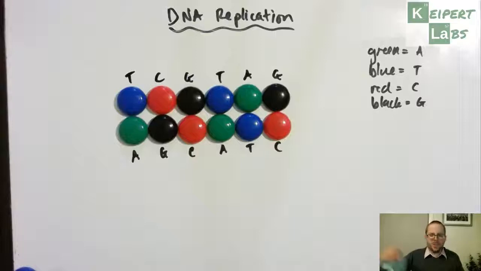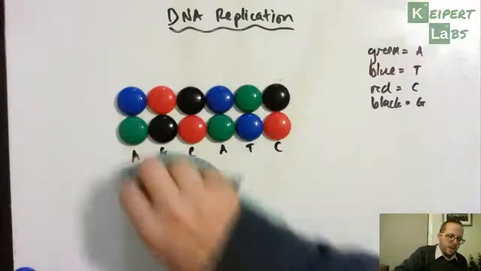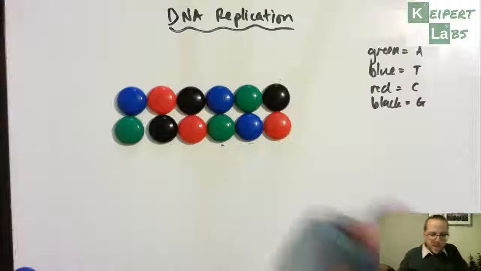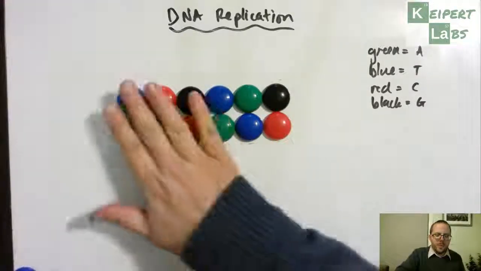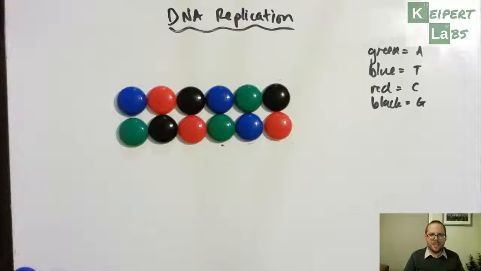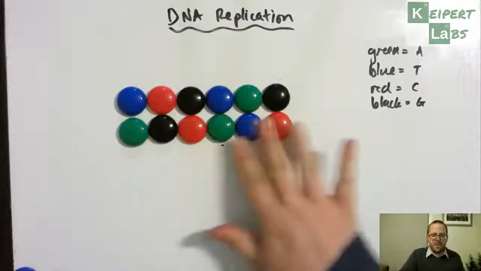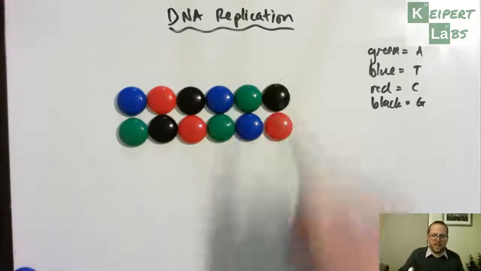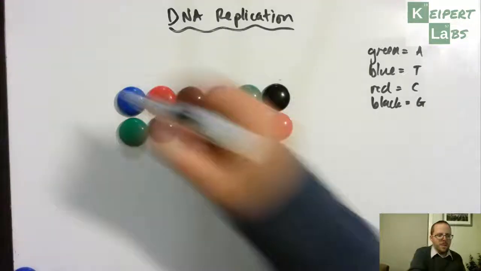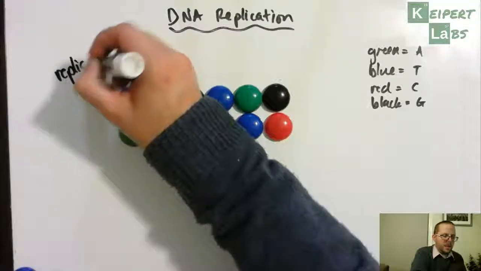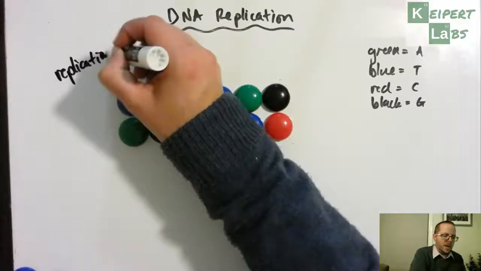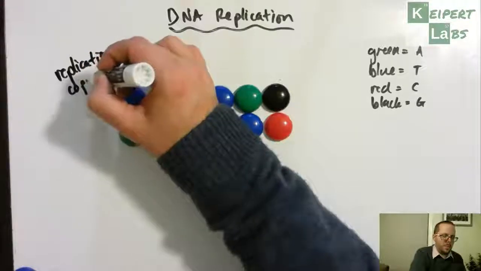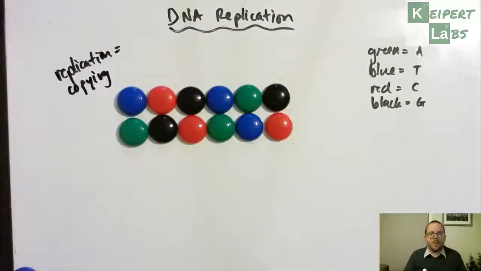But for now, we're just going to stick with colors so that you can see how this process works. What we need to be able to do is end up with another strand that's exactly like that. Inside your cells, they've got a really particular way that this happens called replication. Replication is making exact copies, making replicates. That's where we get the word replica from.